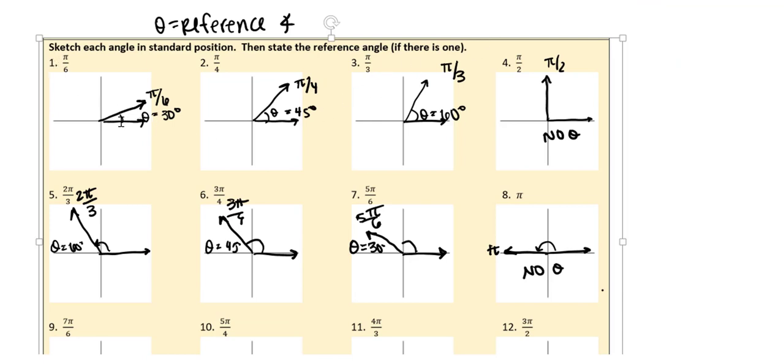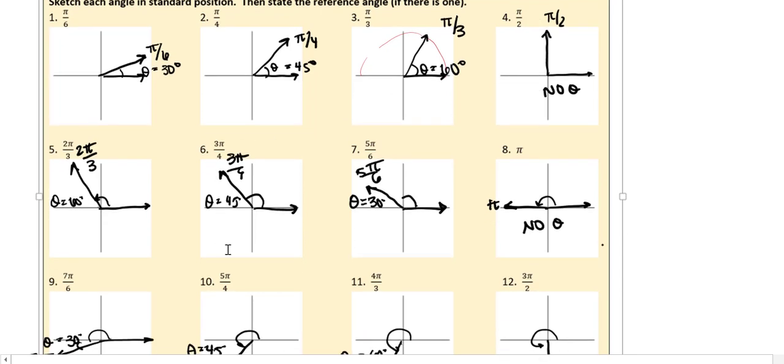So pi over 6 is about 1/6, my reference angle is 30. Pi over 4 is 1/4, my reference angle is 45. Pi over 3 is about a third of the way, right? So if we go 1, 2, 3, then that's going to be a reference angle of 60. Pi over 2, remember, no reference angle because that's a quadrantal.